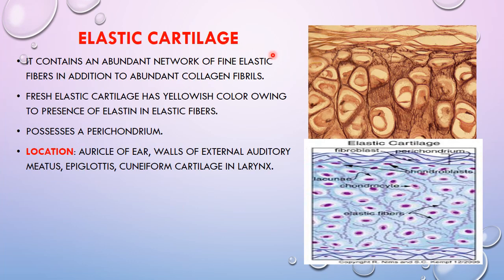Elastic cartilage is composed of an abundant network of fine elastic fibers along with the collagen fibers. The fresh elastic cartilage has a yellowish color owing to the presence of the elastin proteins in the elastic fibers. The elastic cartilage also has a perichondrium like the hyaline cartilage. It is located in the auricle of the ear, the walls of the external auditory meatus, the epiglottis, and the cuneiform cartilage in the larynx.